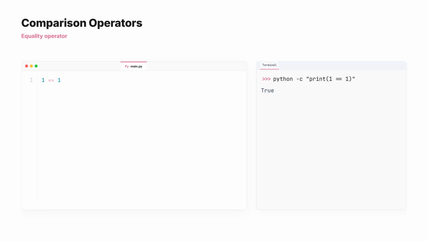Python also provides less than, greater than, less than or equal to, and greater than or equal to operators. Each comparison produces either true or false. These operators form the foundation of decision making in every Python program.